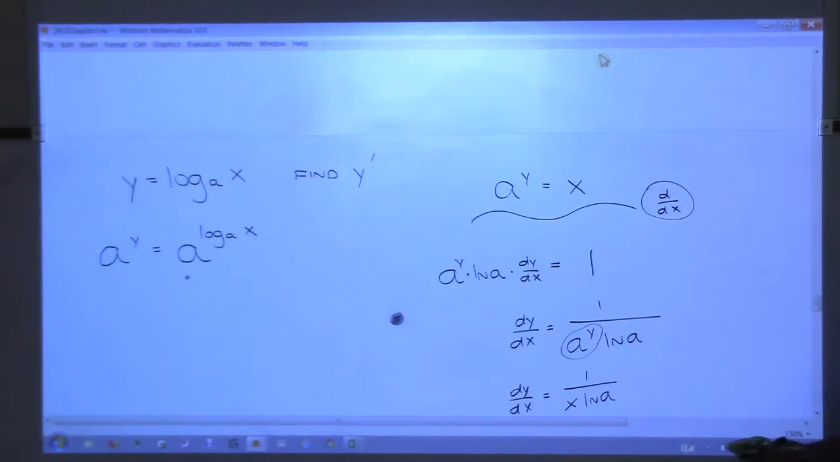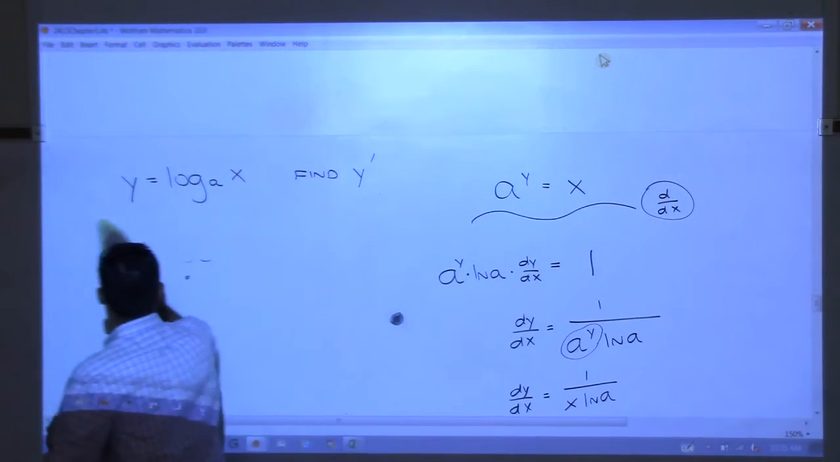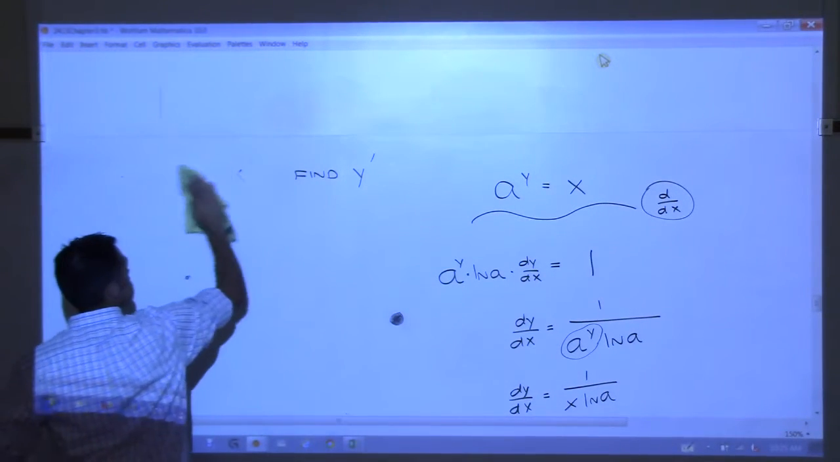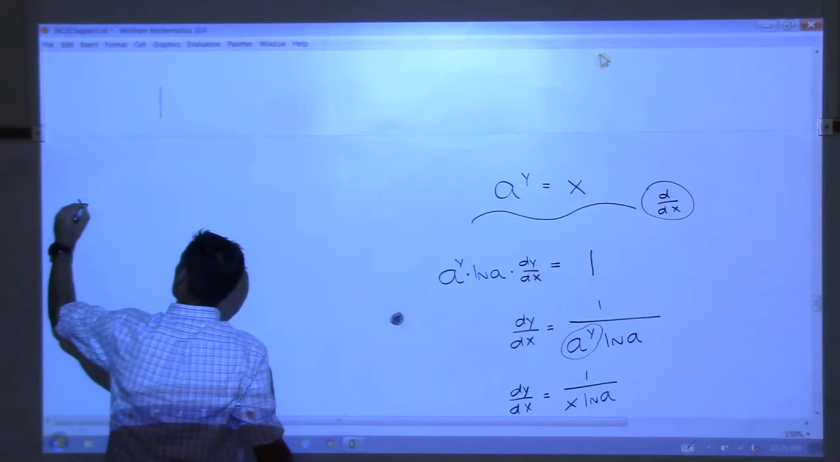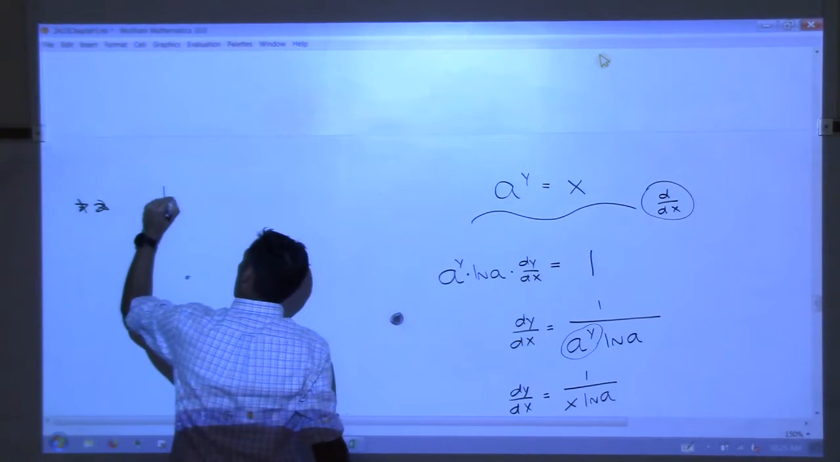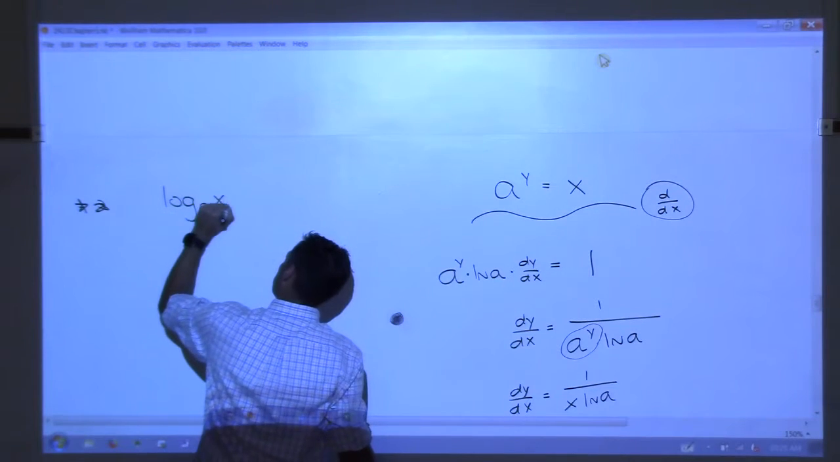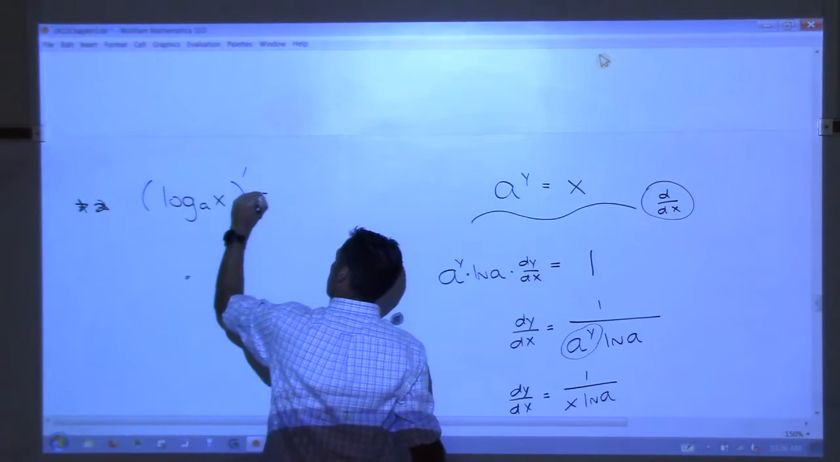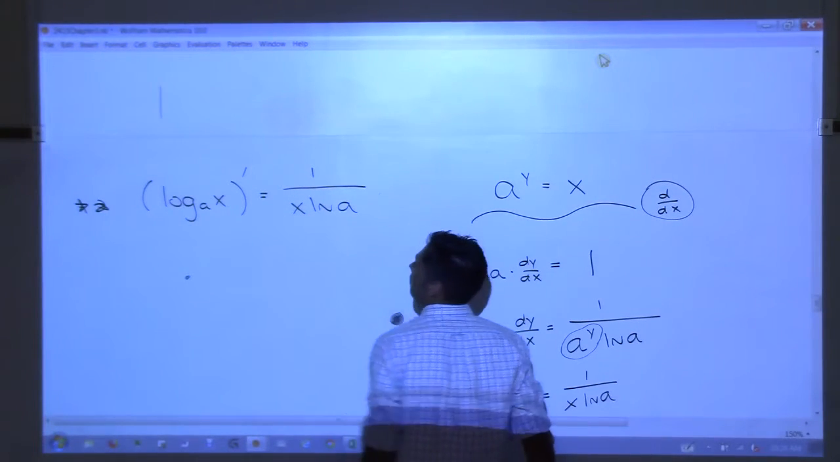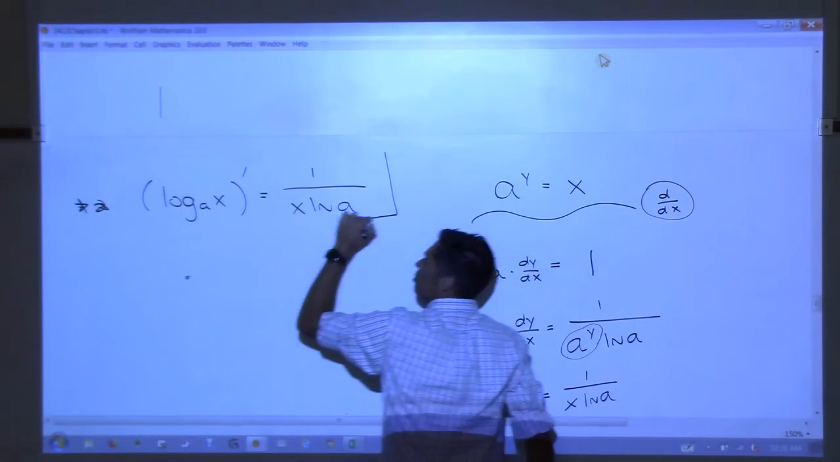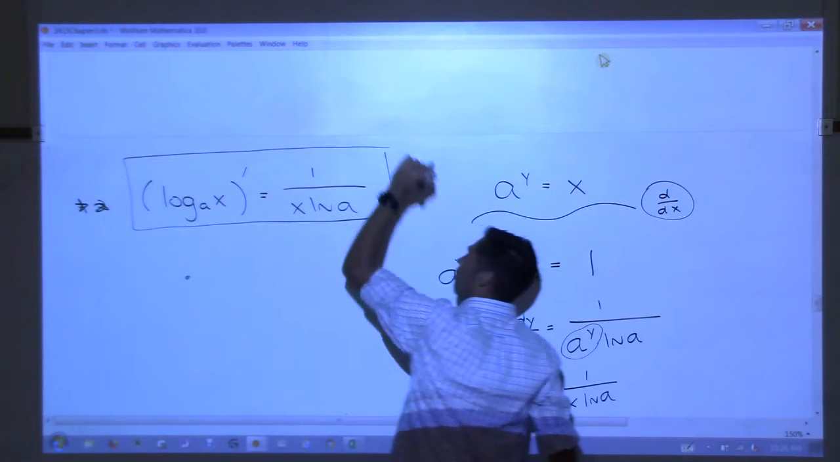So I will write this right here. I'm going to summarize this right here. I'll put some stars next to it because it's important. I'll even box it. If you take log base a of x and you take its derivative, you get 1 over x natural log a. That's your general formula for the derivative of any logarithm.